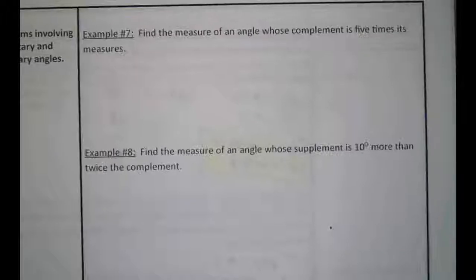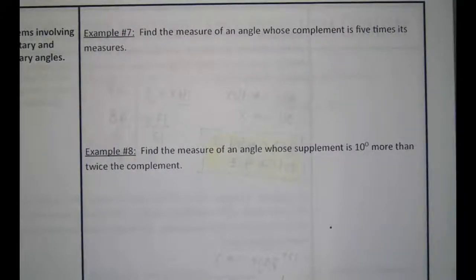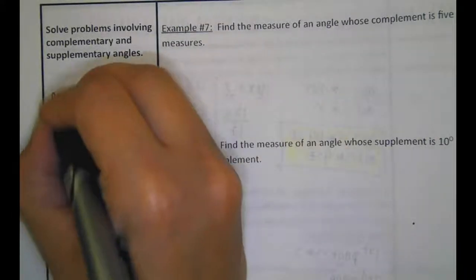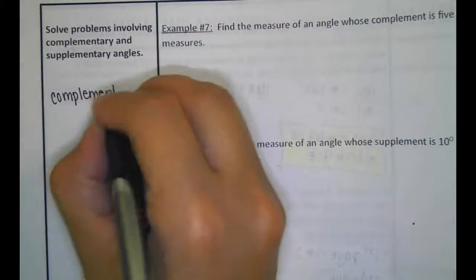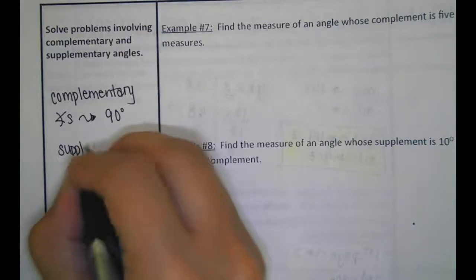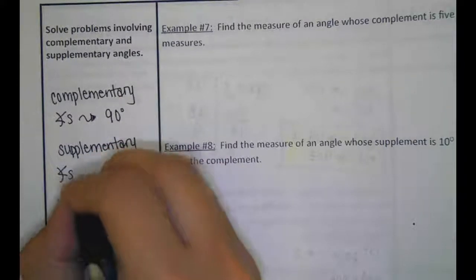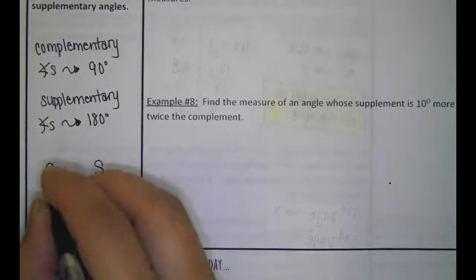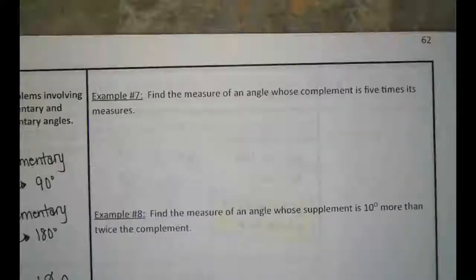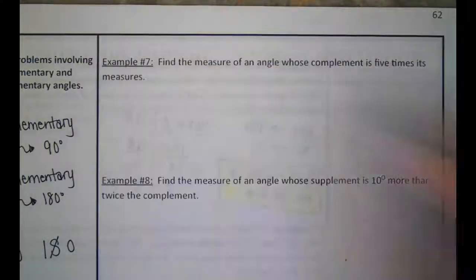Example number 7. Find the measure of an angle whose complement is 5 times its measure. If you don't remember what complementary and supplementary angles are, you might want to make a note of it here. Complementary angles add up to 90 degrees. Supplementary angles add up to 180 degrees. One method to remember which is which: think C and S. Complementary angles add up to 90, supplementary angles add up to 180.